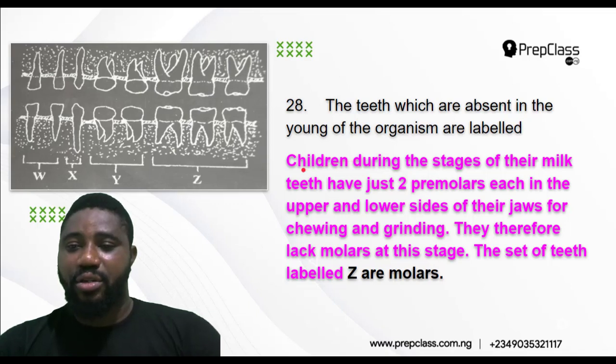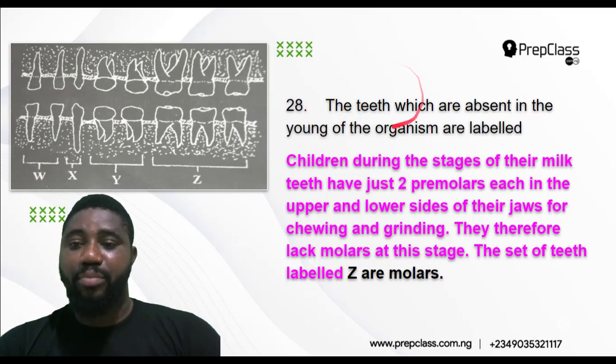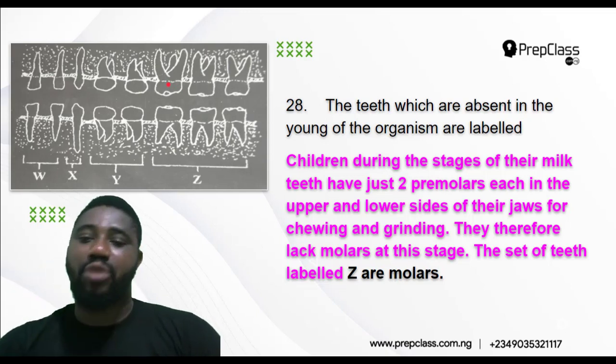Now look at this. Children during the stages of their milk teeth have just 2 premolars. That is this one. They have just 2. So 6 plus 6 is 12. So 32 minus 12. Children's milk teeth are 20 in number. So they are lacking 12 molars. 3 here, 3 here, 3 here, 3 here. That's 12. They're lacking 12 molars.